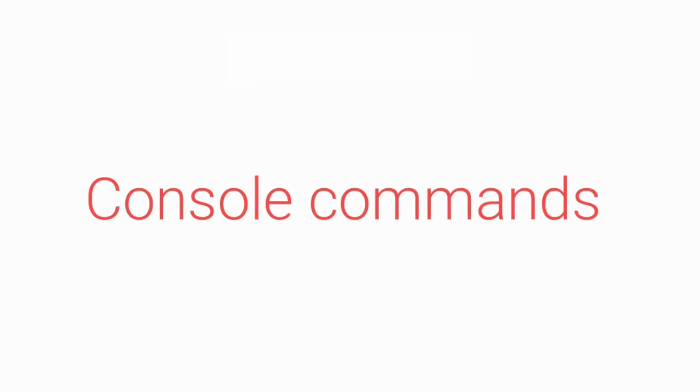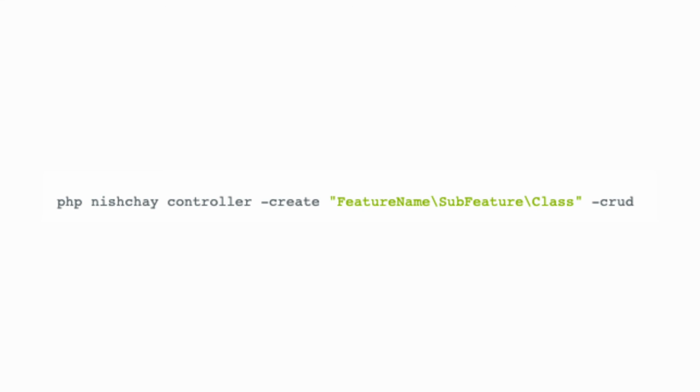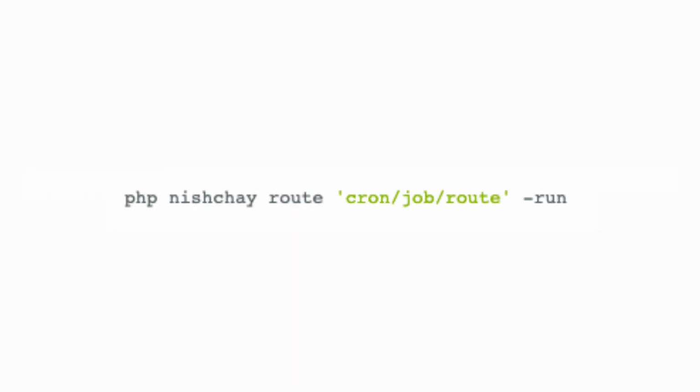Console commands. Use console commands to create empty or CRUD controller or entity. Or we can use templates, which will create controller and entity based on feature template. Console commands can also run route, which is useful for cron jobs.